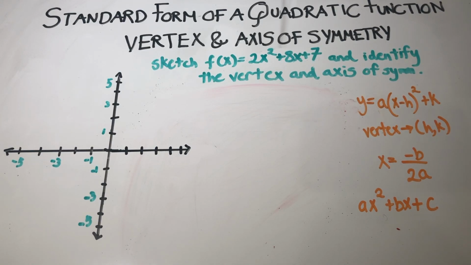Welcome back, everybody. This is a continuation of my previous video of standard form of a quadratic function in vertex and axis of symmetry. We're given a function here, 2x squared plus 8x plus 7, and we're asked to identify the vertex and axis of symmetry. So let's go ahead and do this.